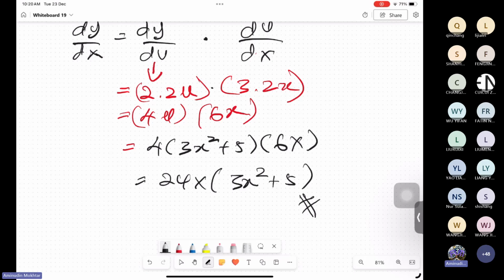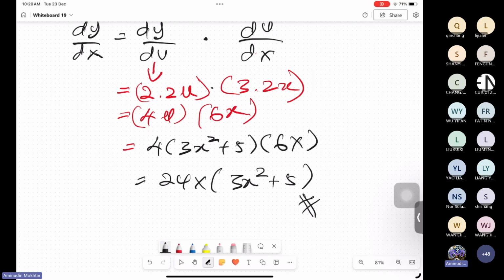In this case, we have two functions. The first function, y, is a function of u, and u is a function of x. So dy/dx equals dy/du times du/dx. That is the chain rule of the derivative. That's basically the concept of derivative. You need to know how to apply the concept.